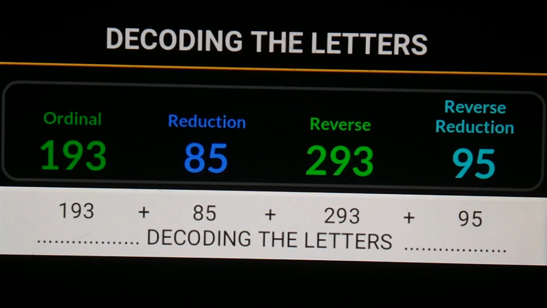So look at this example. I have 18 letters here. Decoding the letters. Right at the top there, you can see those letters. There's 18 of them spelling out the phrase "decoding the letters."